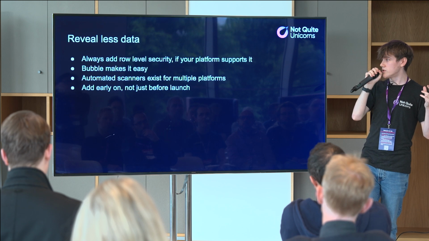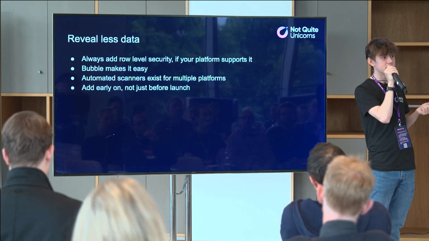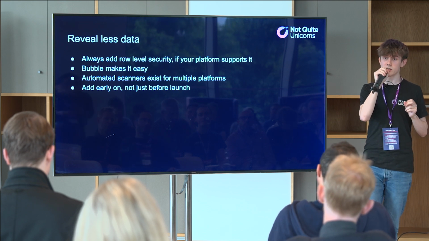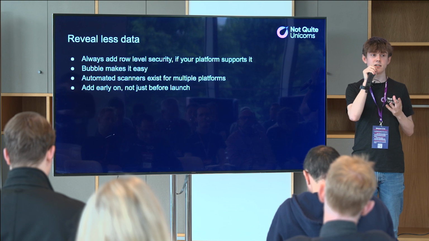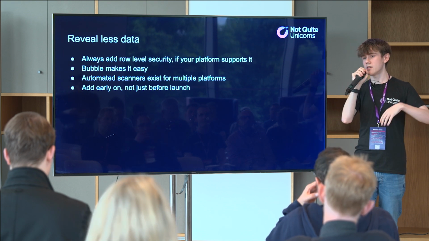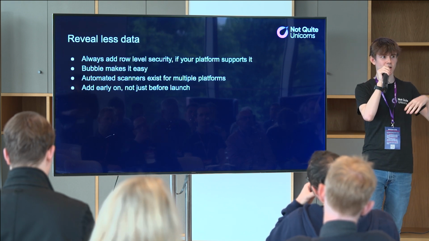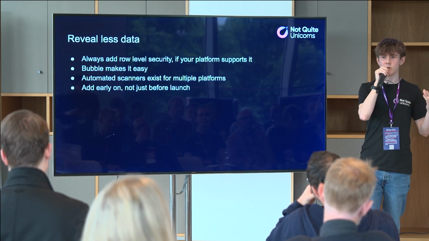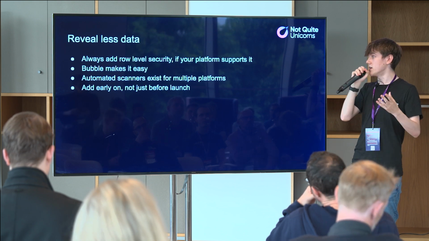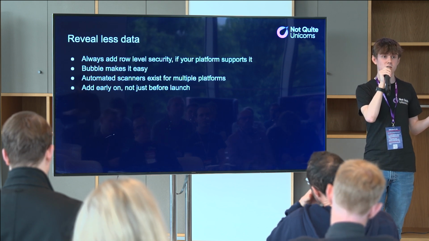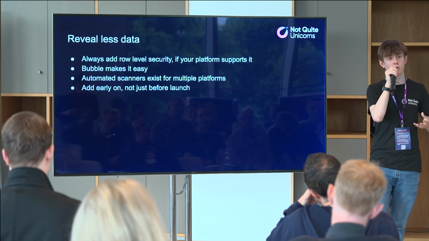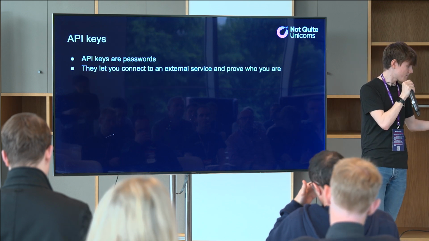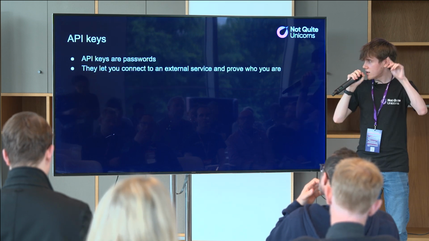Bubble makes it pretty easy with privacy rules, and for most platforms, there are automated scanners to test this row-level security. The other thing that I would say, and this goes for all security things when you're building apps, is to add it early on, not just before launch. If you take a security-last approach and try to add it later, you'll find that it creates all sorts of bugs. For example, you might accidentally restrict an action which a user should be able to do, or you might fail to restrict an action that a user shouldn't be able to do. By doing it as you go along, you're building a security-first approach, which makes sure that what you're building is secure and robust.